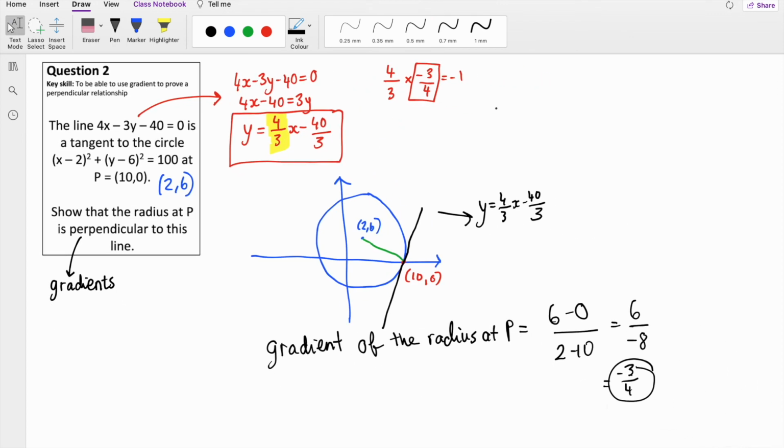But I need to write a concluding statement to show and explain why they are perpendicular. You can say that the gradient of this, 4 over 3, multiplied by the gradient of the radius at P, does indeed give me -1. Therefore, they are perpendicular.